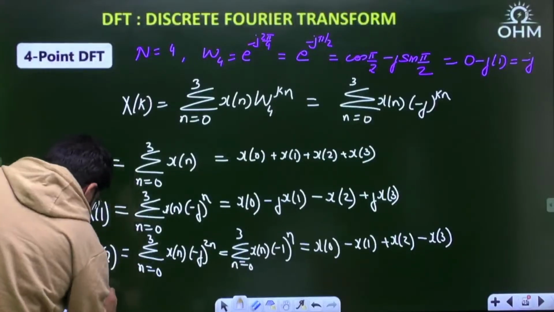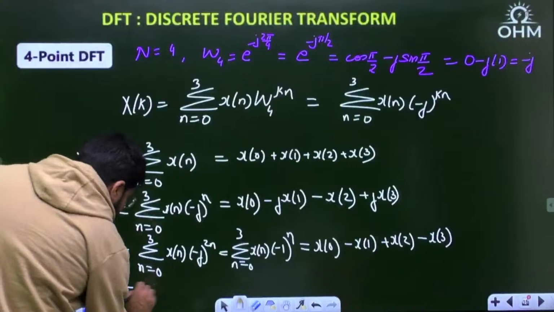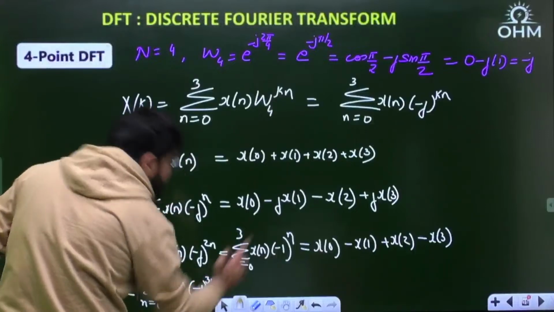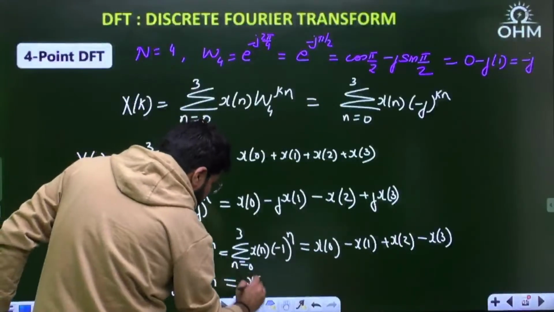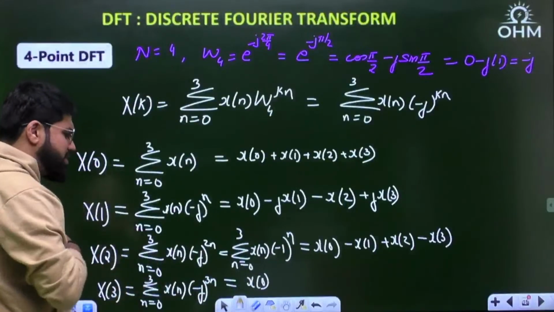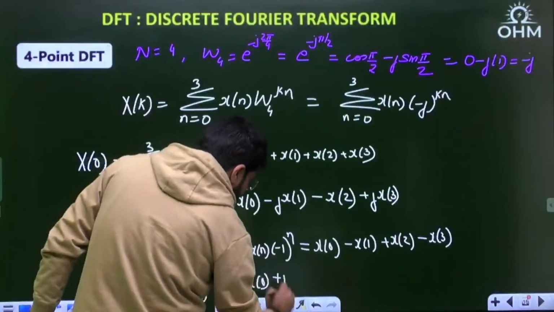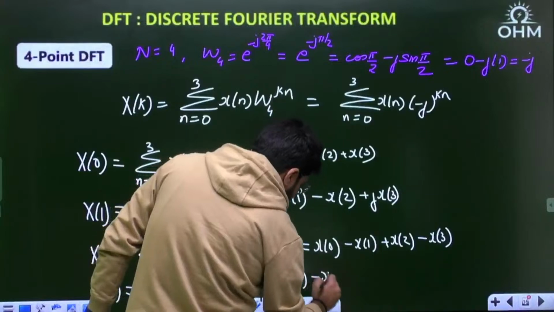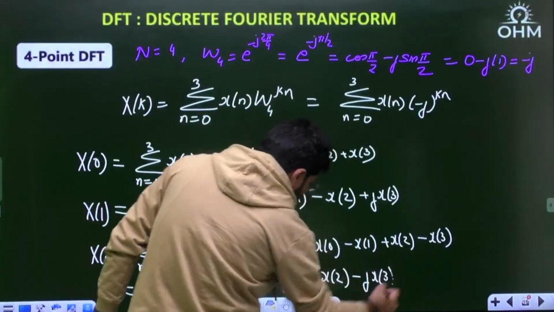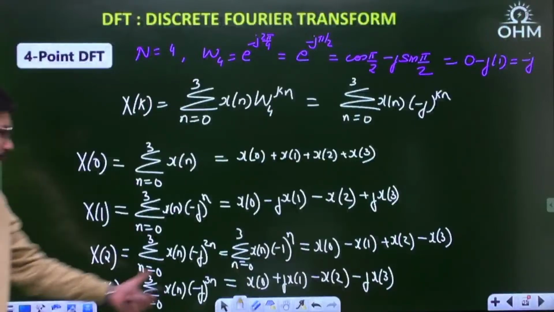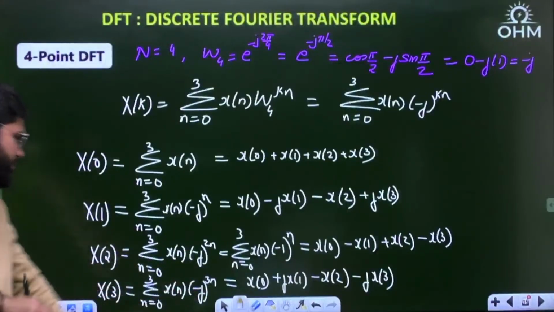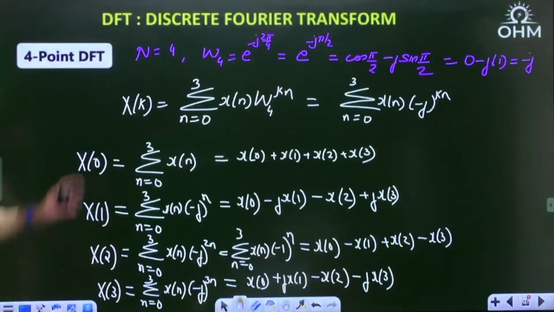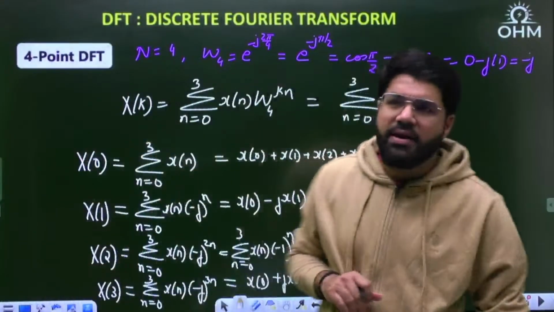And X of 3 is the summation n equal to 0 to 3 of x[n] minus j power 3n. I'll put k equal to 3, and when I open this, you are going to get the first one, of course, as x0. Then you will get plus j x1, then minus of x2, and then minus j of x3. You can open up minus j power 3 itself as j power n. Anyway, these are the results, and normally we can arrange these results in the form of a matrix.